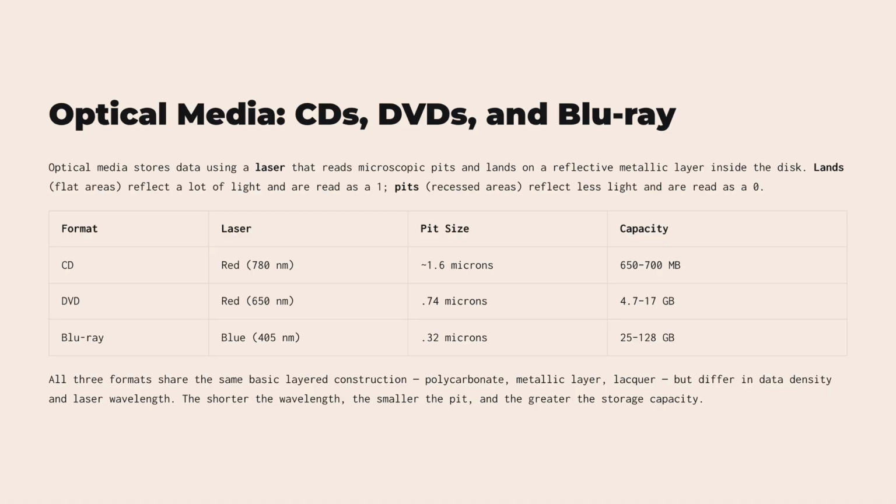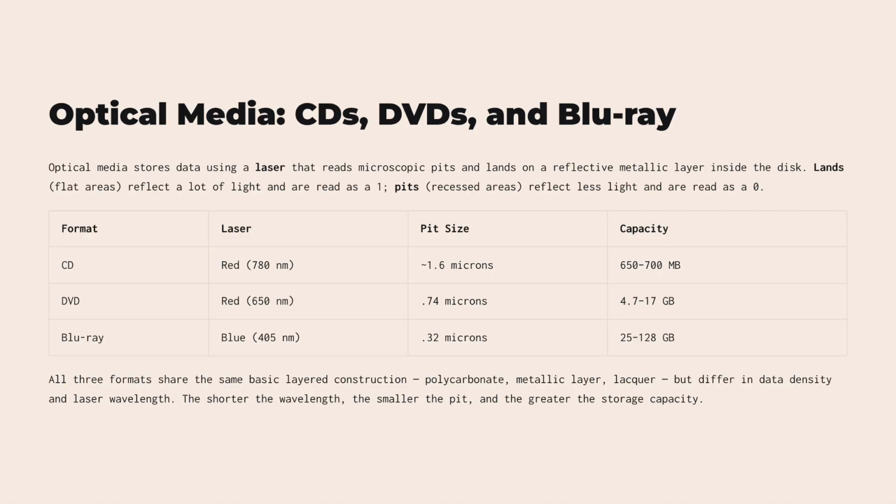The differences among CD, DVD, and Blu-ray come down to how densely information is packed onto the data layer, which depends on the precision of the laser used to read it. The CD uses a red laser with a wavelength of 780 nanometers and stores up to about 700 megabytes. The DVD uses a red laser with a slightly shorter wavelength of 650 nanometers, which allows for smaller pits and more data, up to 17 gigabytes, depending on configuration.